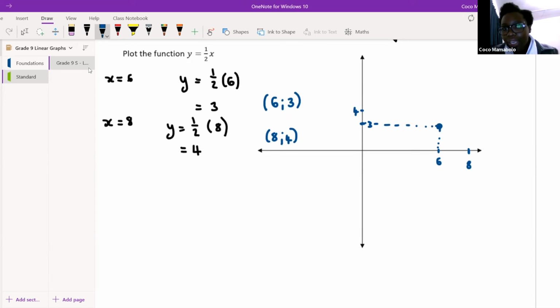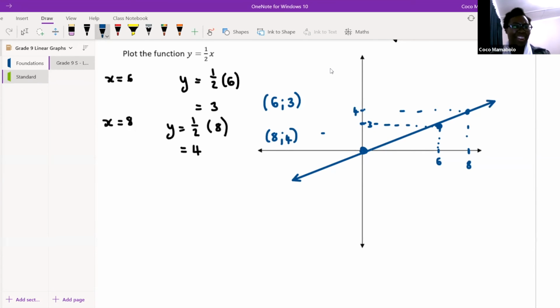There's my point there. And then 4 and 8. Grab my ruler. Okay, this needs to go through the origin. Hopefully I drew it correctly this time. Aha, there we go. Oh, no. No, there. Okay, it goes through the origin. I'm covering up, but there it goes. Okay, I only needed those 2 points.